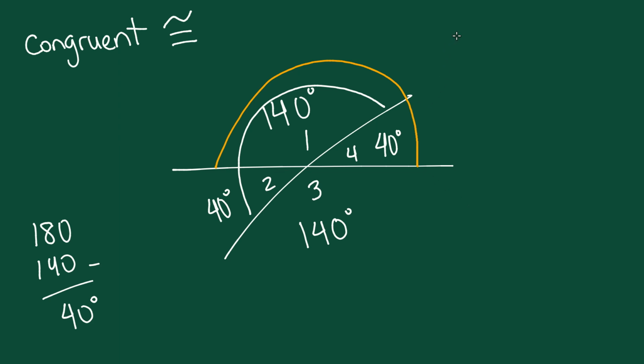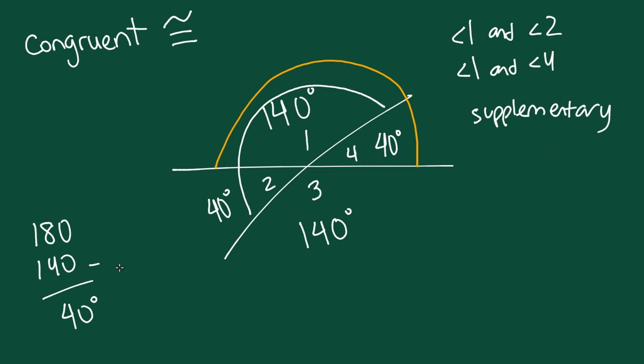Okay, because angles 1 and 2 and angles 1 and 4 are supplementary. They sum up to 180 degrees. So that's how we can do this subtraction. Right? If their total is 180 and this piece is 140, then we can subtract 180 minus 140 to get this piece of 40. So like I said, if this is confusing, feel free to rewind it and rewatch it again.